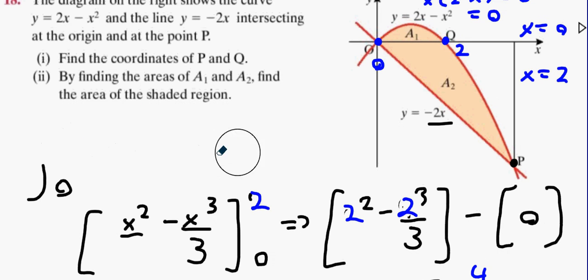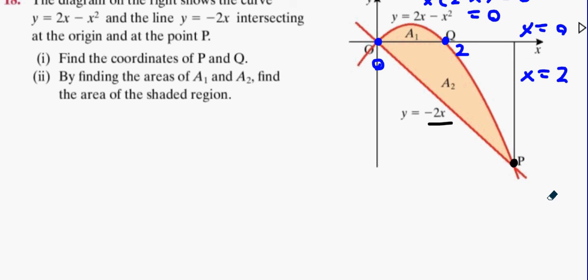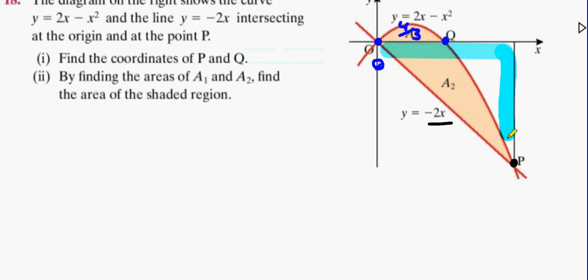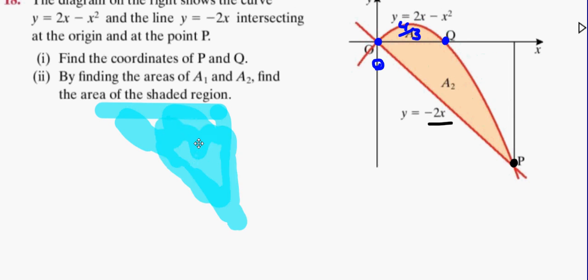Next thing. Okay, so we got A1, which is 4 over 3. Now what I'm going to go after next is the full triangle. Full triangle being this guy here. So this full triangle here. Everybody cool with that? Oh, look at that. Terrible. There we go, there's the triangle. Okay? So how do I get the area of this triangle?